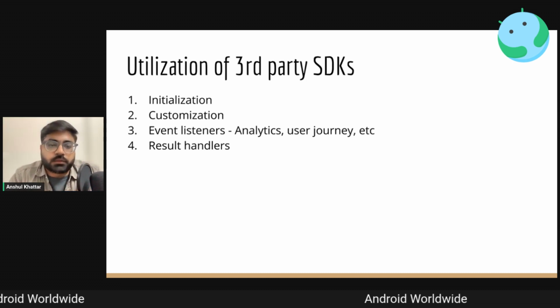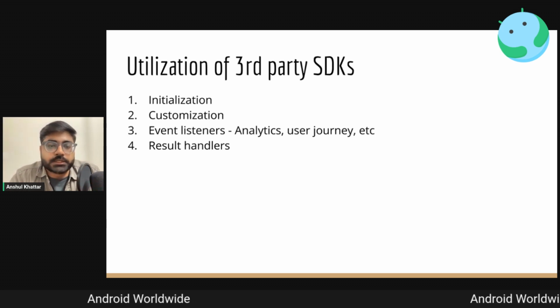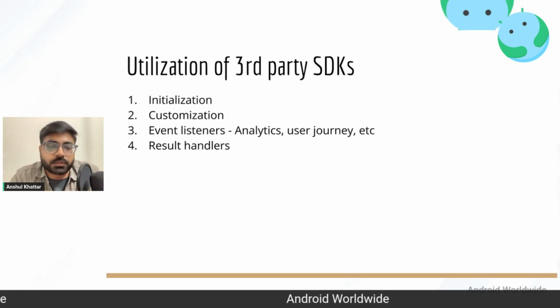Coming to utilization of third-party SDKs. The utilization of third-party SDKs can be broken down into four major parts. First is initialization. Initialization is basically where you are initializing the object that lets you access the internal functionality of the third-party application. This takes your, you can say, SDK token that is provided by your backend or is stored in your application itself. For example, for Google APIs, you can get the token from Google Console.